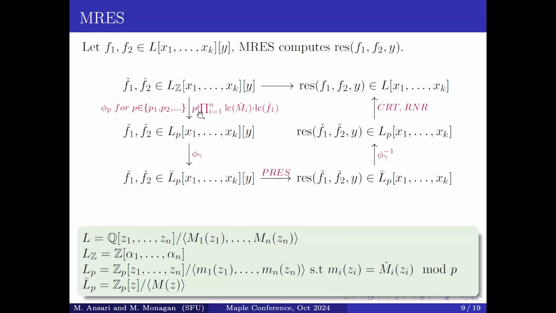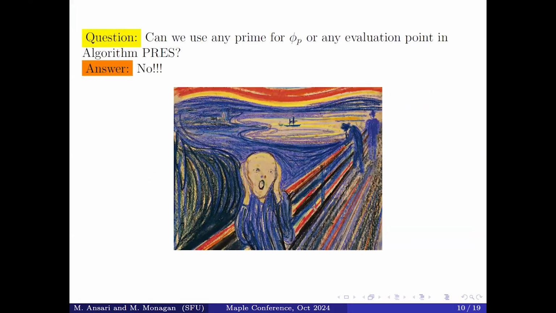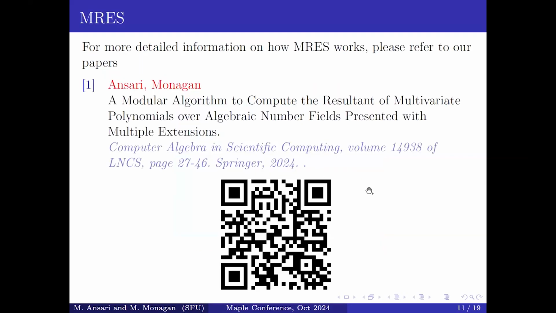There is a very important question. Can we use any prime here for our phi p, or can we use any evaluation in our PRES algorithm? The answer is a very big no. But do I have time to elaborate on that? The answer again is a very big no. So I encourage you to use this QR code to take a look at our latest paper, which was published in CASC 2024, to get more information about how MRES works.